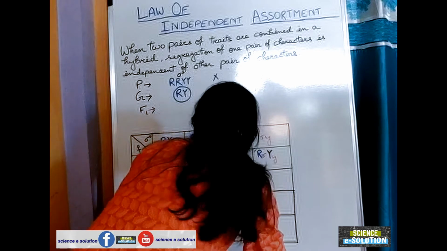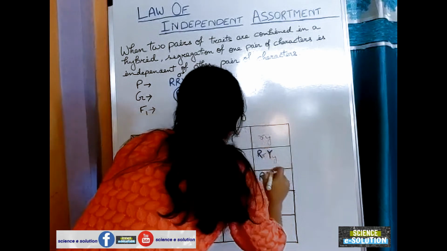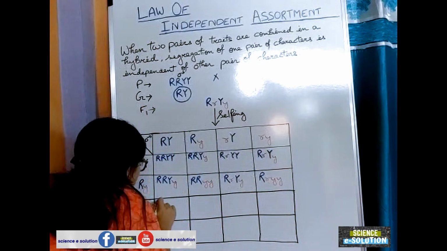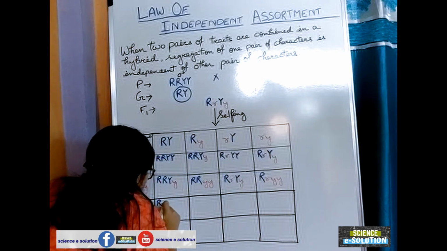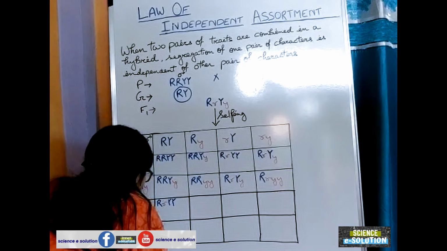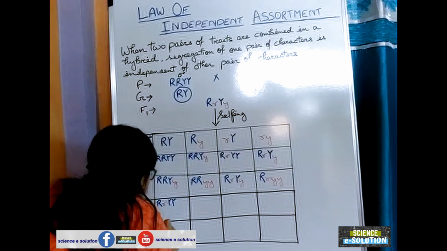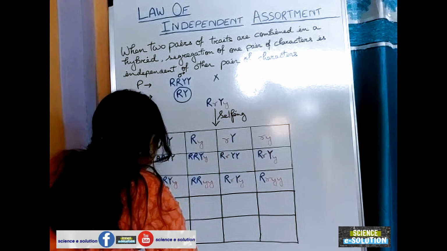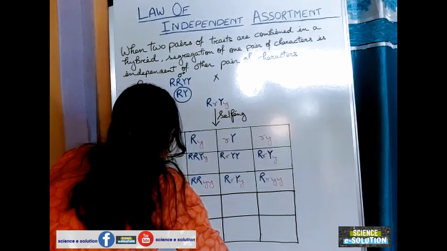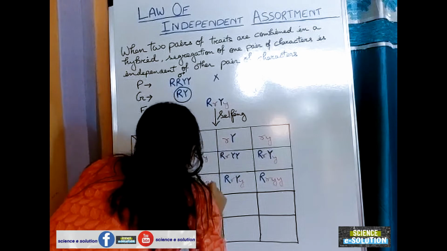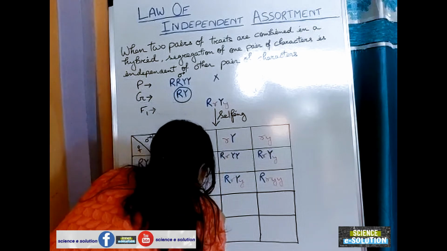Now it will be capital R, capital R, small y, small y. Then next one, capital R, small r, capital Y, capital Y. Here it will be capital R, small r, capital Y, small y. This one, capital R, small r, small y, small y. This is a bit lengthy, but you have to make all the crosses very carefully.